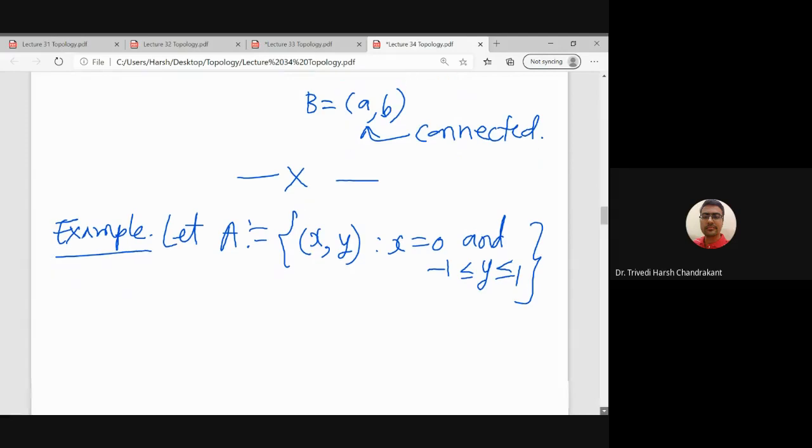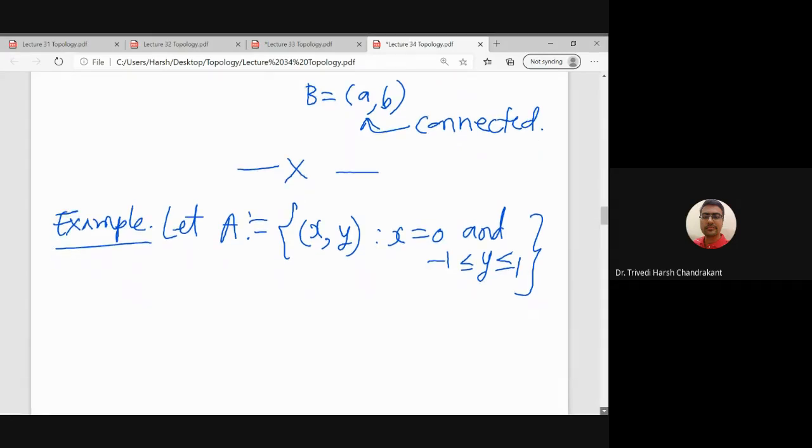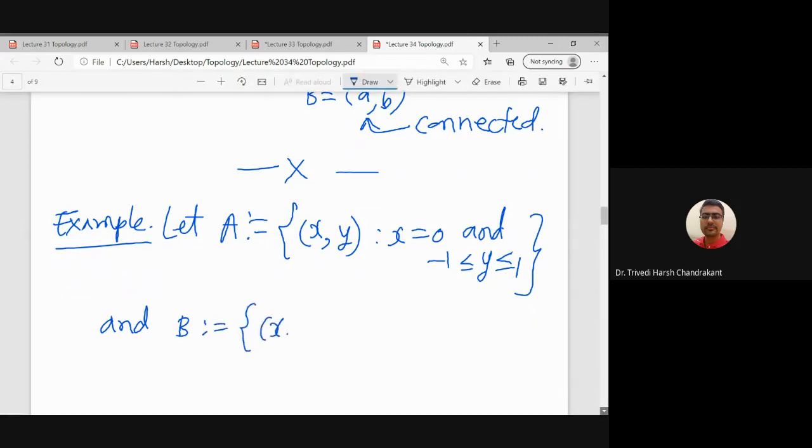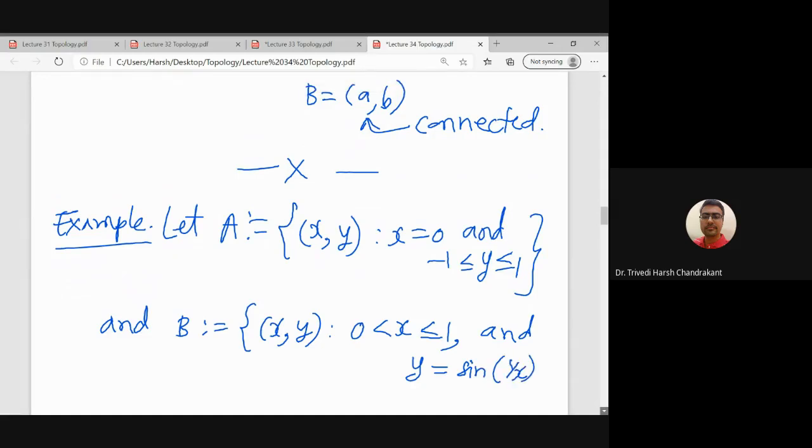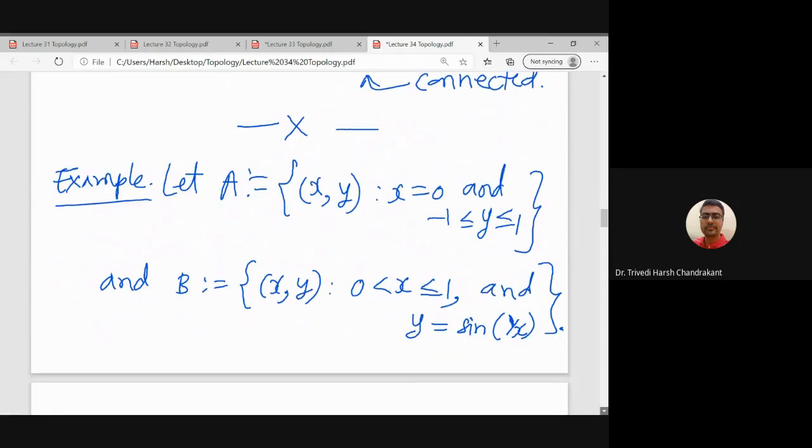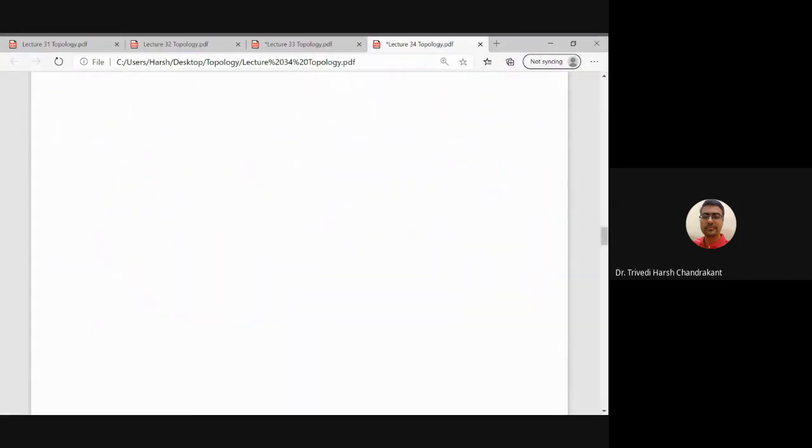So this is my set A, which is a subset of R2, and I'm considering another set B, which is (x, y) such that 0 < x ≤ 1, and I'm considering the y coordinate using the function sin(1/x). So let us try to draw the graph of these elements.